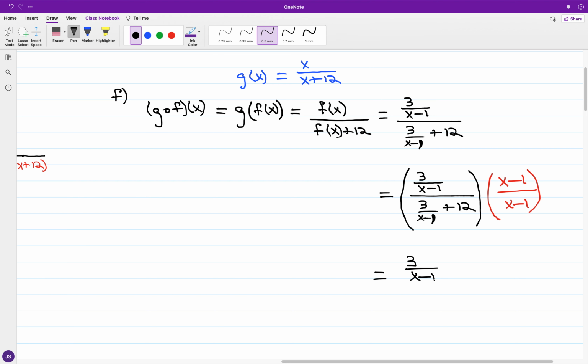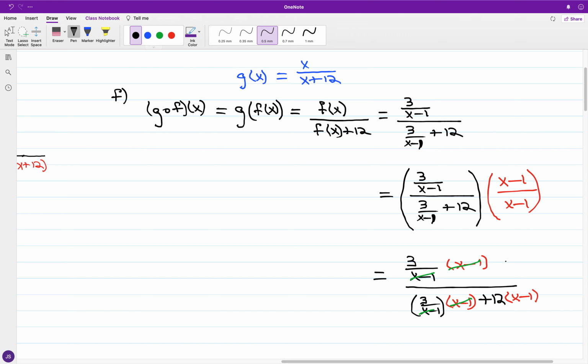So I have 3 over x minus 1 times all of x minus 1. So we have the x minus 1s to clear out. And in the case of the denominator, you have 3 over x minus 1 times the quantity of x minus 1. The x minus 1s here are going to clear. And we have plus 12 times the quantity of x minus 1.